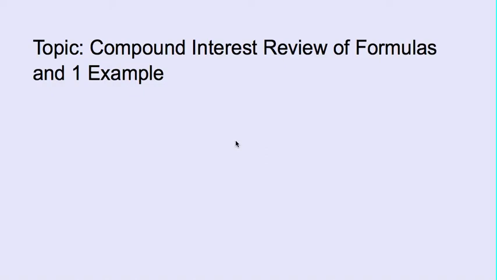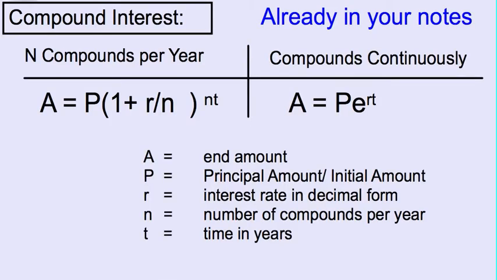The topic in this video is using compound interest formulas, and we have an example. This should be a review from an earlier lesson in our chapter. So these formulas are already in your notes. The formula on the left, A equals P, quantity 1 plus r over n, raised to the nt. These are what those pieces mean.